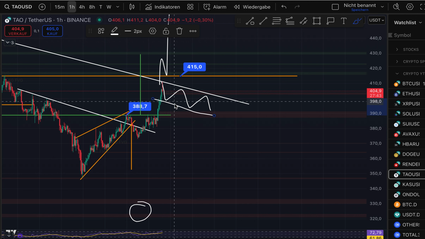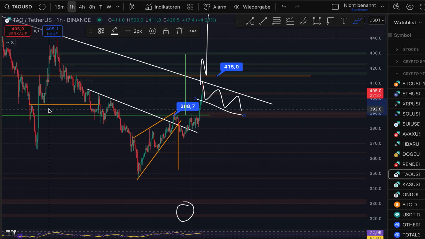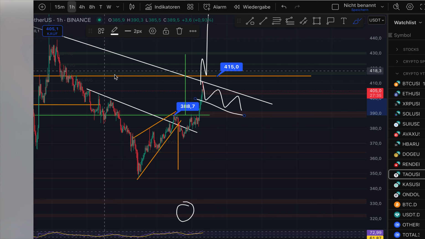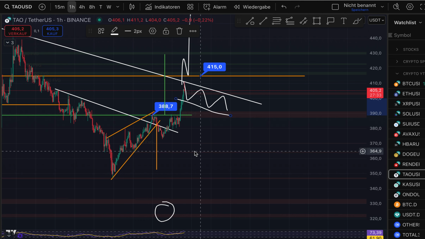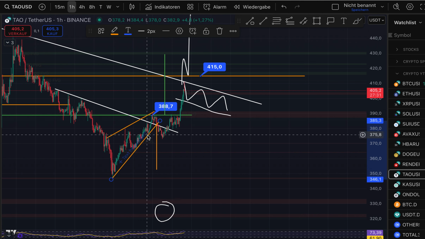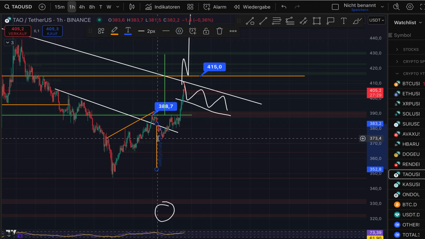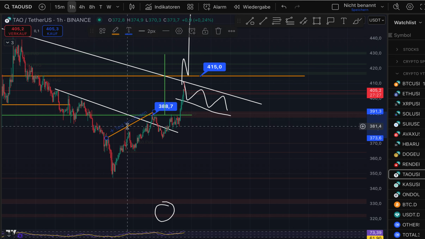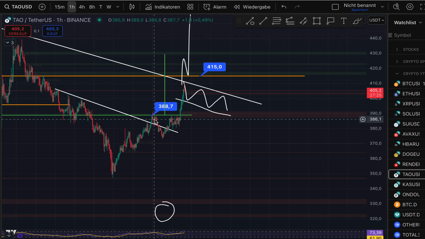But if we break to the downside, so if we lose the 388 US dollar to the downside again, then I think we are going to drop a bit more. And I can't tell you where, because I don't have chart patterns, because this chart pattern got invalidated with the push to the upside. This was also just for the orientation. For a long trade, we wait for the 388 US dollar.